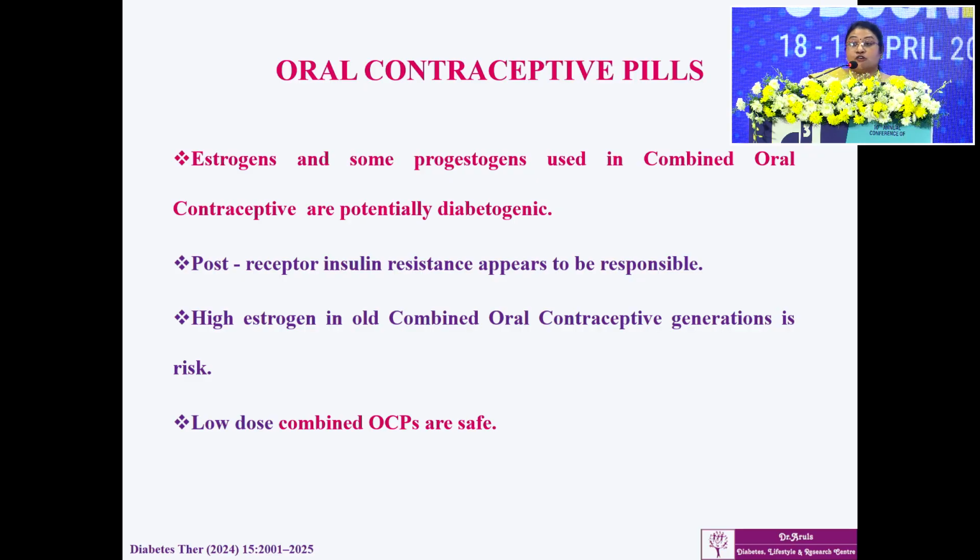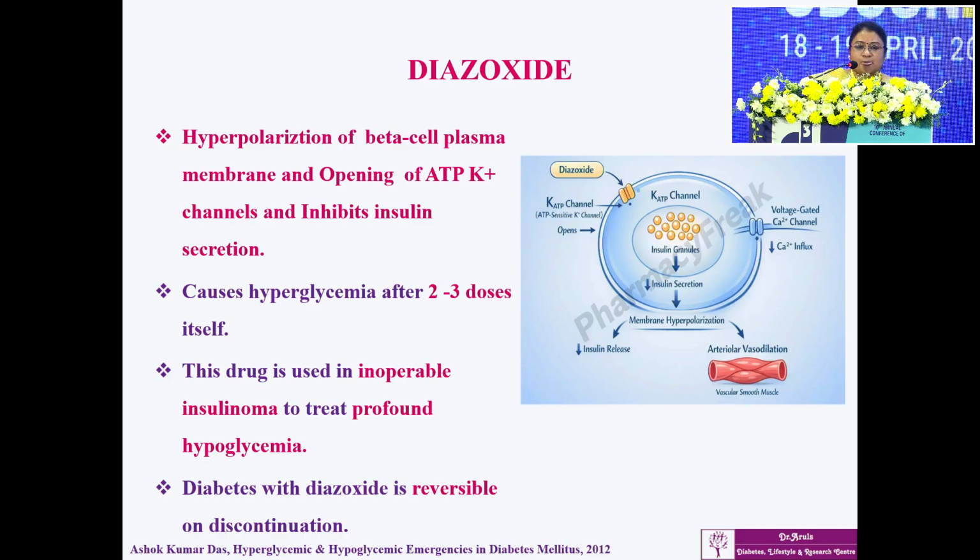OCPs: the older OCPs had high doses of estrogen and progesterone, which were diabetogenic. But now we have low-dose combined OCPs. They are safe, but at every visit, you check their blood sugar also.